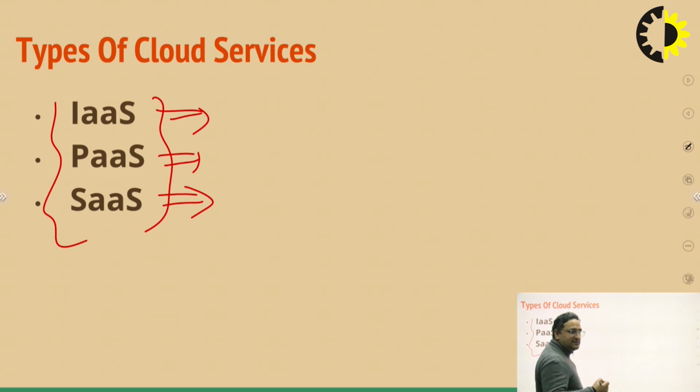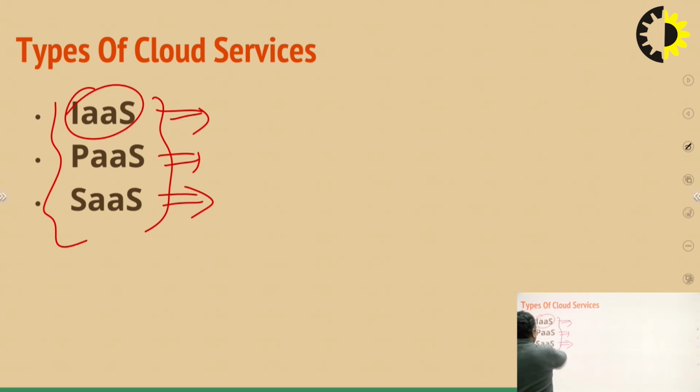Typically the categorization is done in these types of services: infrastructure as a service, platform as a service, and software as a service. We'll go one by one through what these services are, but before that, let's understand the different types of clouds, right?